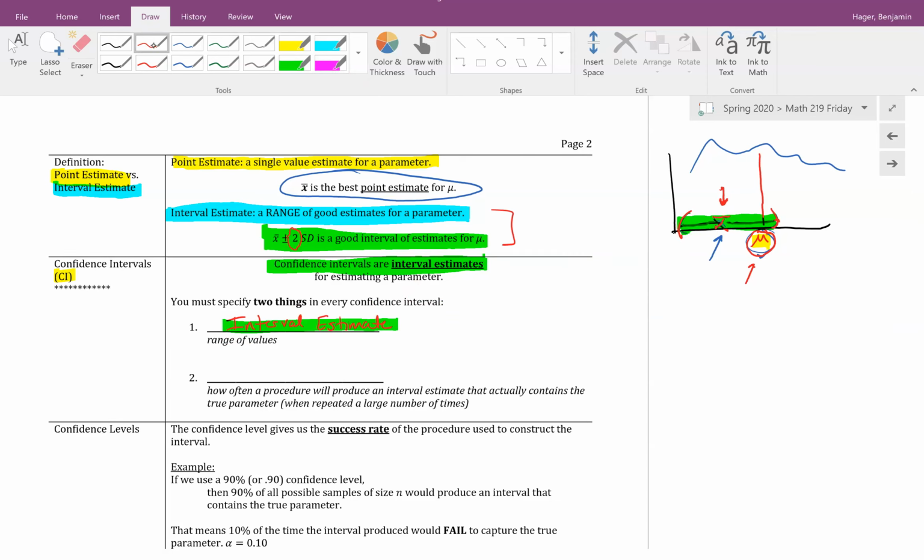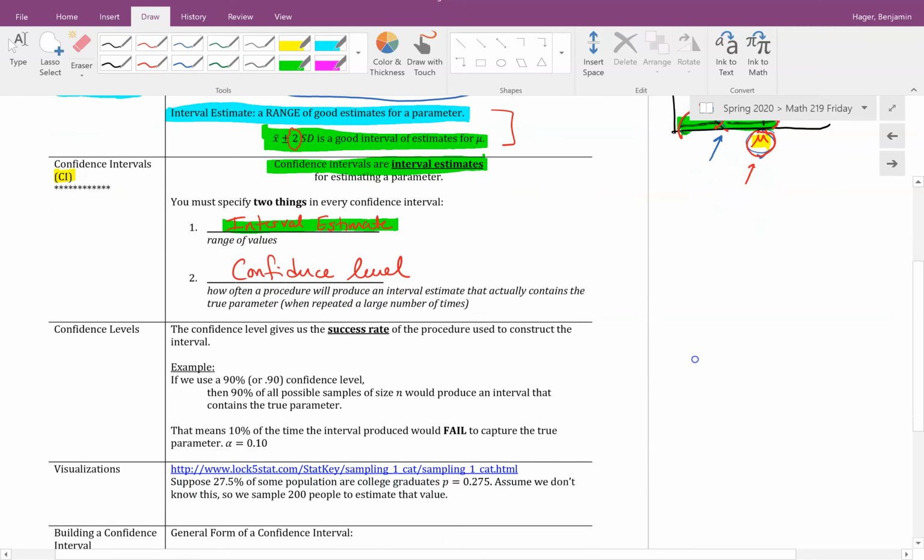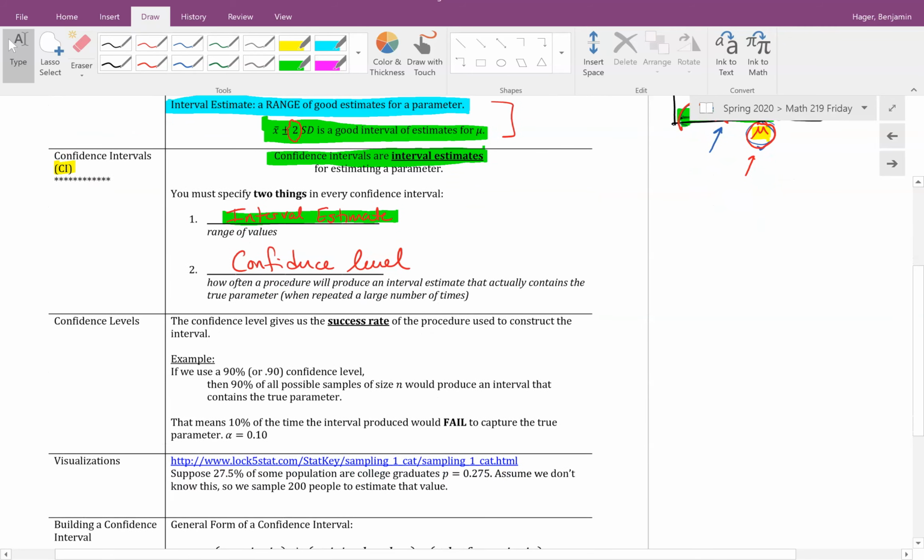And then the other thing we need to talk about is how confident are we? What's our confidence level? We're going to see that the confidence level actually determines, again, how wide or narrow that window is, and it really tells us how much weight we can put behind our findings. Okay.